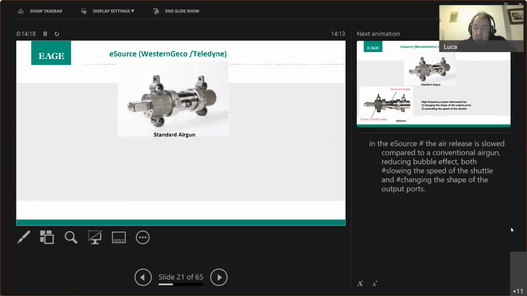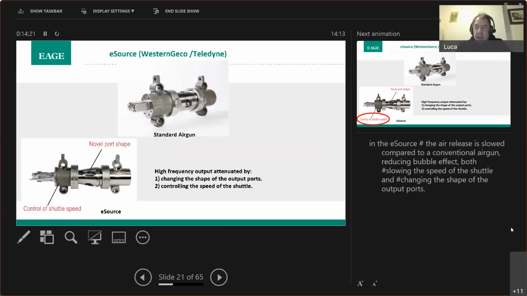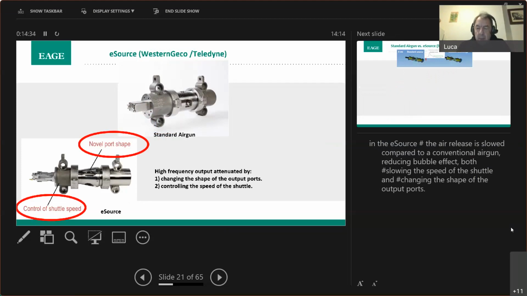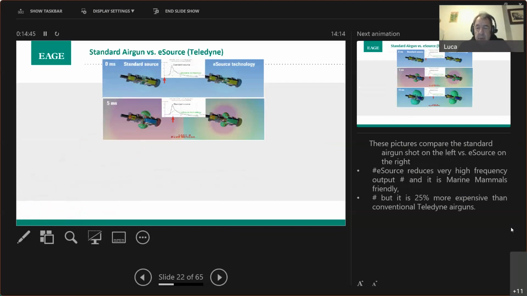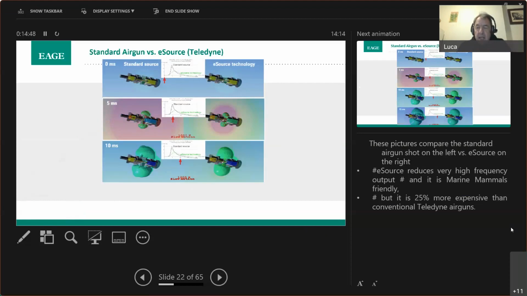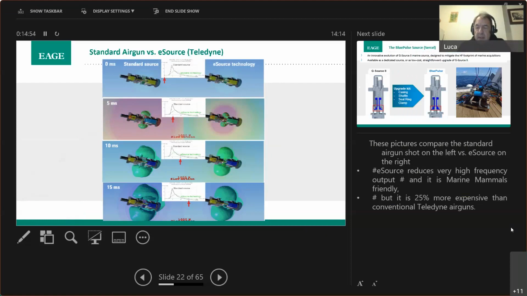This is the source. In the source, the air release is lowered compared to a conventional air gun, reducing the bubble effect, both by slowing the speed of the shuttle and changing the shape of the output port. These features compare the standard air gun shot on the left versus a source on the right. Source reduces very high frequency output, and it is marine mammals friendly, but it is 25% more expensive than conventional air guns.